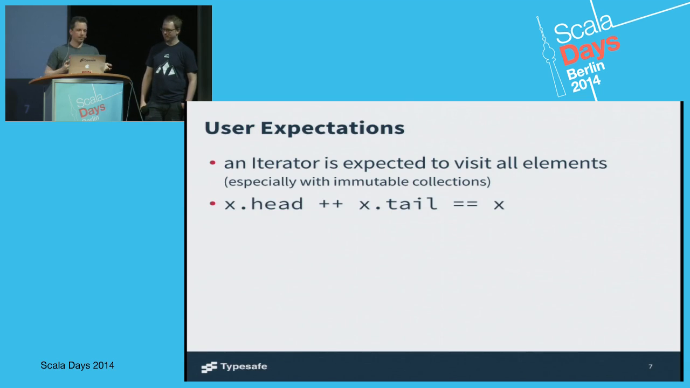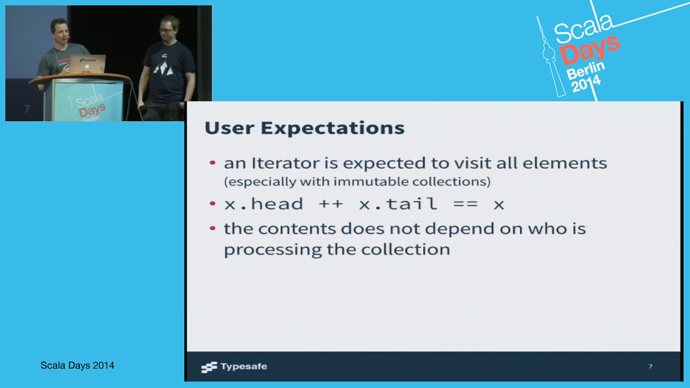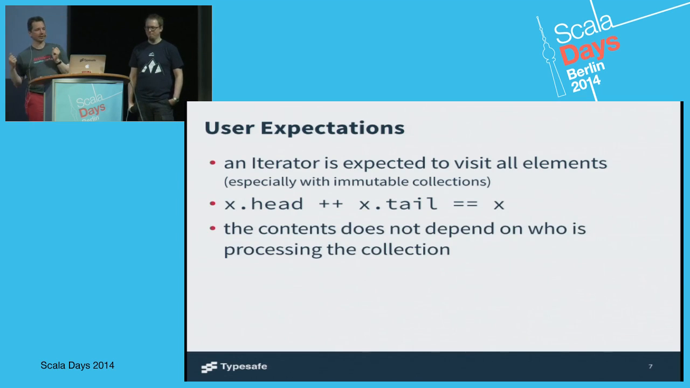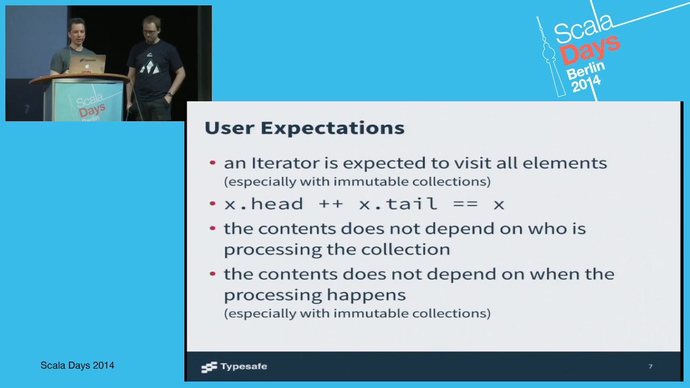If you take a list and you take the head and the tail and you put them back together, well, you expect the result to be the list which you started out with, or at least equal to it. The contents of a collection does not depend on who is visiting it or when the processing happens. It does not depend on how fast or how time-consuming the calculations are that you're doing on this collection.